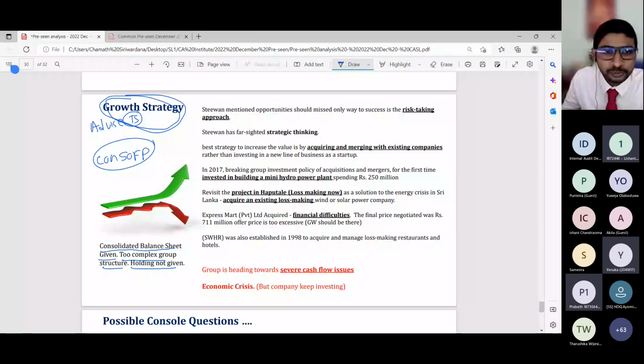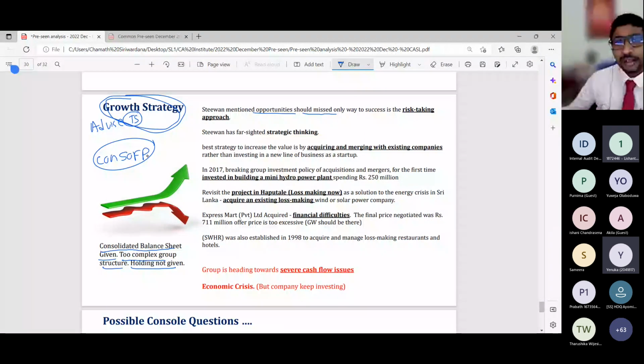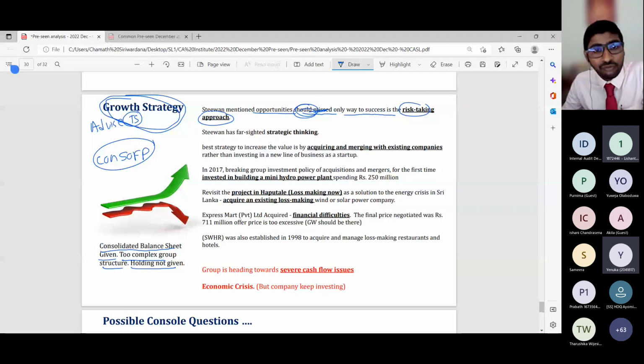So here I will read this point as well. Stephen mentioned that opportunity should not be missed, and the only way to success is a risk-taking approach. Obviously, they are into a risk-taking approach. It means they are not risk-averse. Risk-taking approach means definitely they will go and acquire more subsidiaries, more associates, and they will invest more. That is what we call a risk-taking approach. Even in an economic crisis, they will go and acquire.